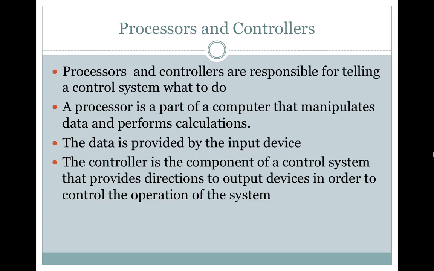A processor is a part of a computer that manipulates data and performs calculations. The data is provided by the input device. The controller is the input of a control system that provides directions to output devices in order to control the operation of the system.